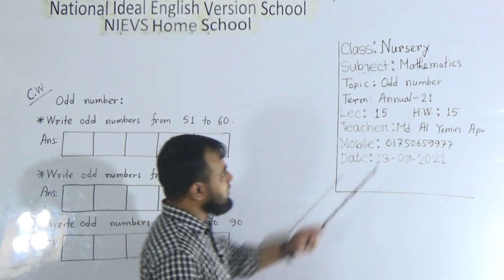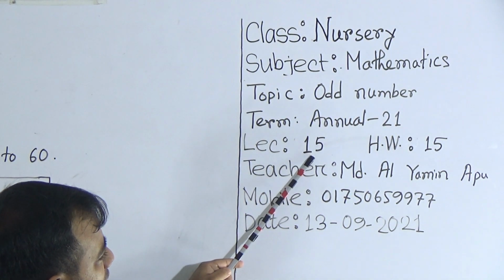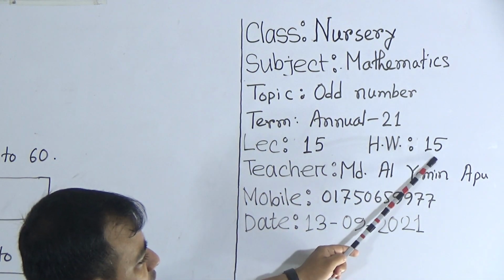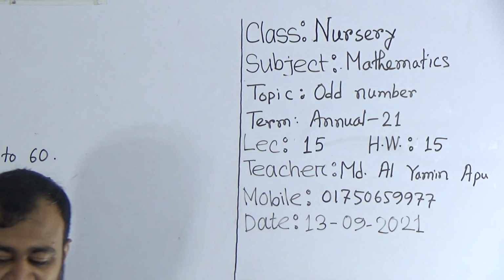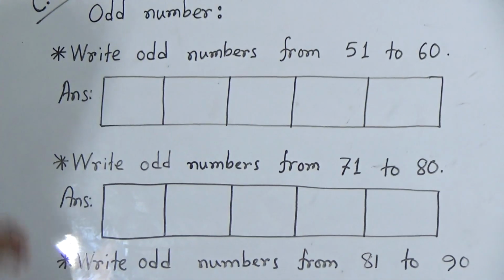Today's topic is odd numbers, and your lecture number is 15. You have a homework today. Your homework number is 15 for the annual term examination. I have already written the 3 questions on the board, but before that we need to know what an odd number is. It's your CW class.